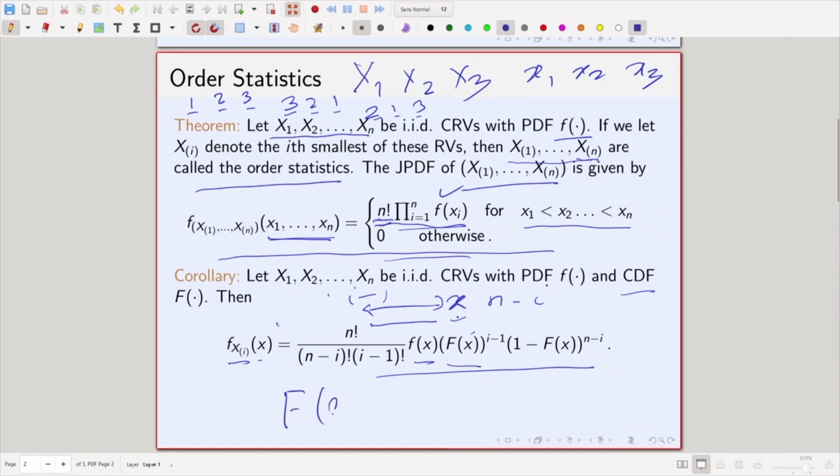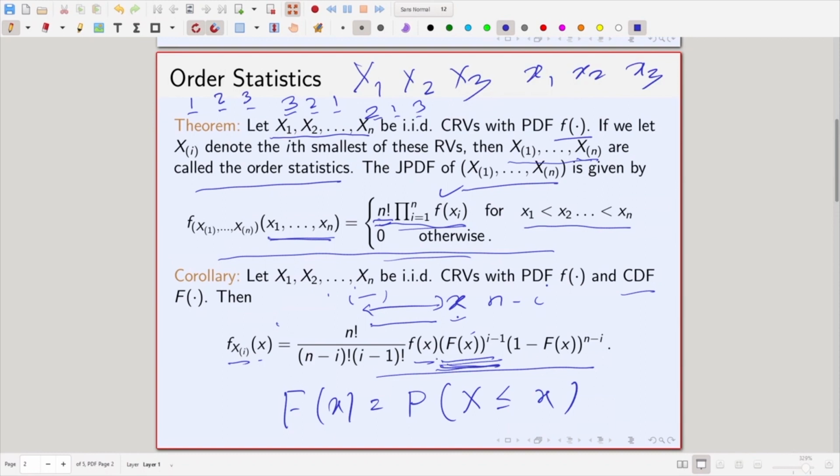So F(x) is the probability that X is less than or equal to x. Remember here these are all independent and identically distributed, so it becomes just the product. It tells you that i minus 1 things should be less than x, and that probability is given by F(x) to the power i minus 1.